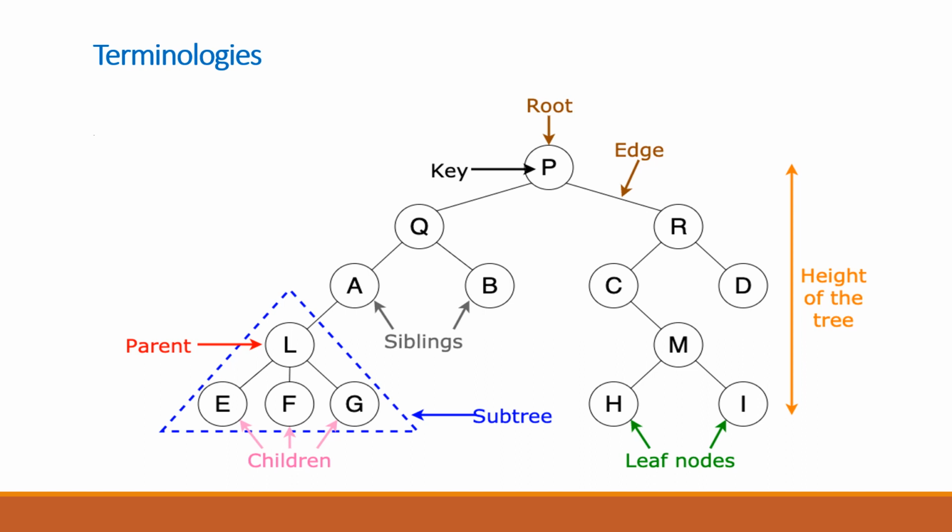The next, leaf or terminal node. What is a leaf node or a terminal node? A node that has degree 0. That we can call a terminal node or a leaf node.